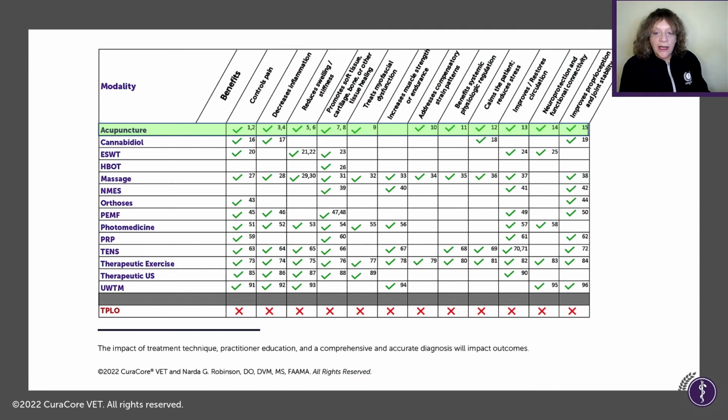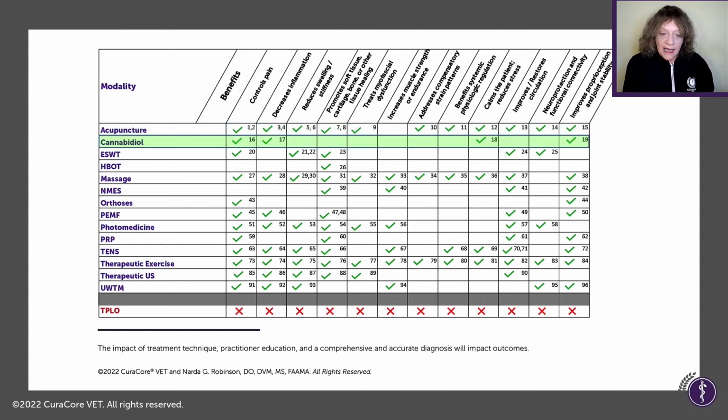So here is the chart, and as we see the comparison, we can look at acupuncture, and acupuncture checks all the boxes except for that increased muscle strength or endurance, but by controlling pain, inflammation, reducing swelling, improving joint motion, reducing myofascial dysfunction, all of those other things, then that patient may be more ready to get up and go, whether that's in the underwater treadmill or some type of other movement or just walking around the house.